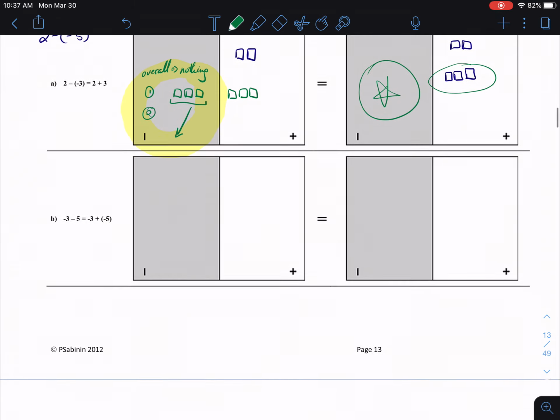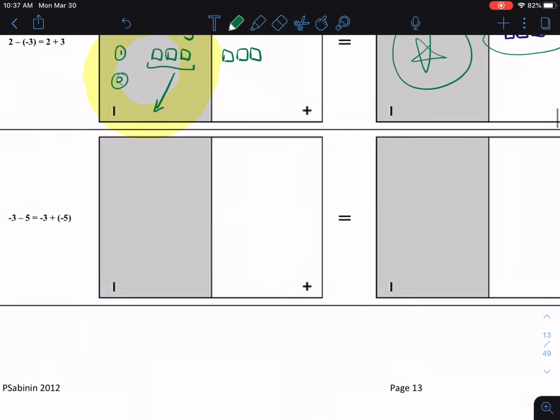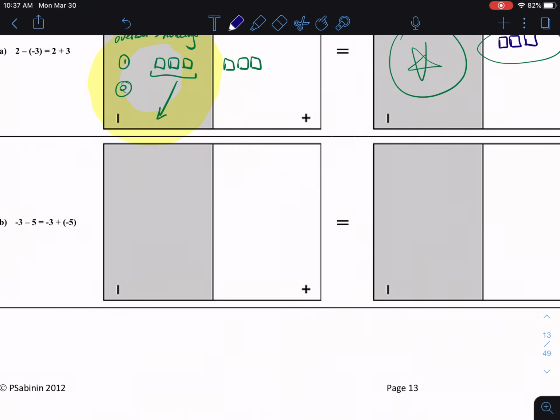Okay, let's try again and see if we can find the same kind of pattern happening in the second problem. So we have -3, and we need to subtract 5. Now we don't have 5 to subtract, so we need to place zero pairs. And then what we need to do is subtract the positive. So what we did on the left was we placed the 5. What we did on the right was we placed the 5. That's the first step. The second step, we didn't do anything on the left, leaving those 5 there, but on the right we removed them.